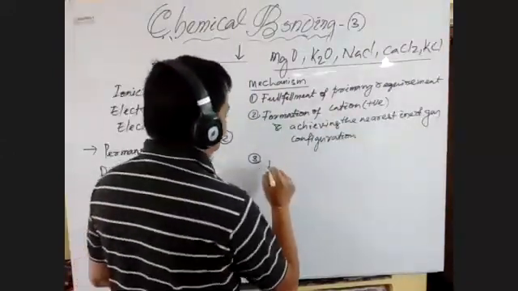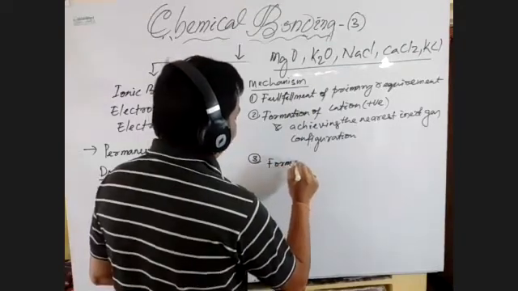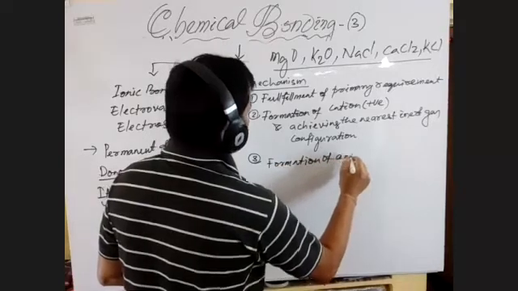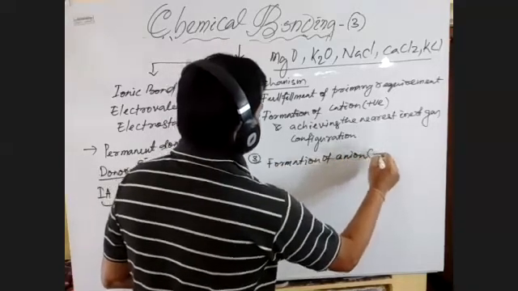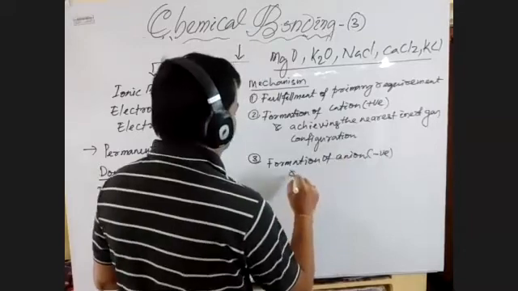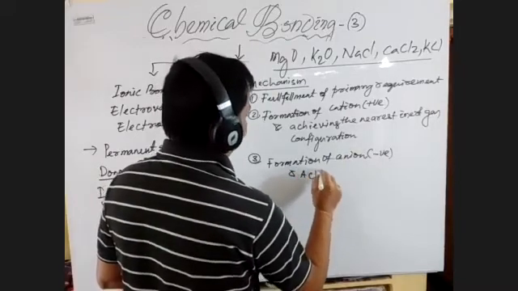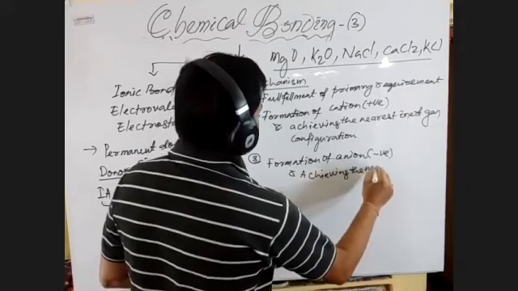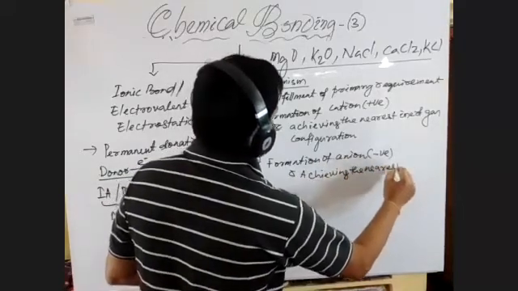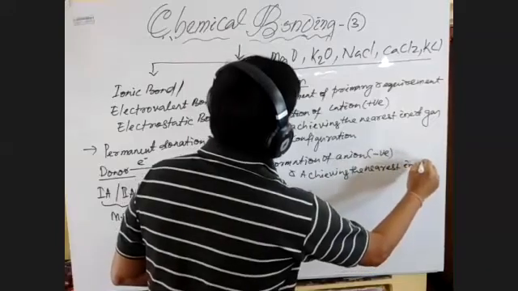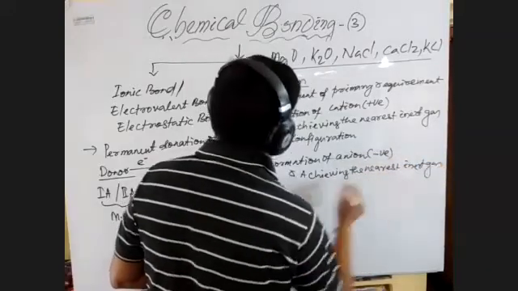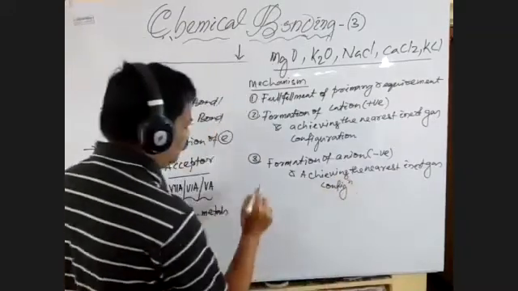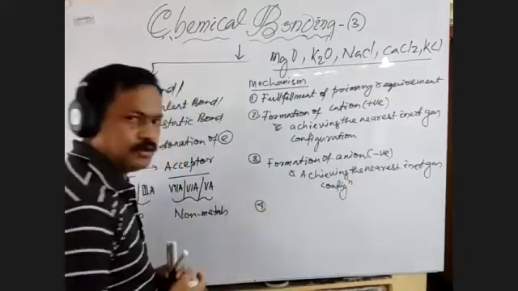Next, formation of anion, that means negative ion, and achieving the nearest inert gas configuration. Right. Then point number four.